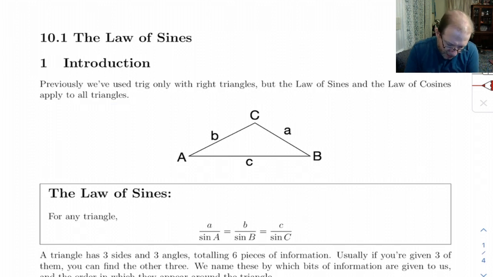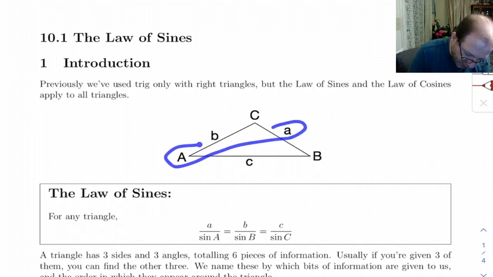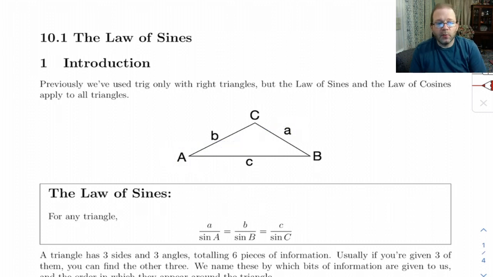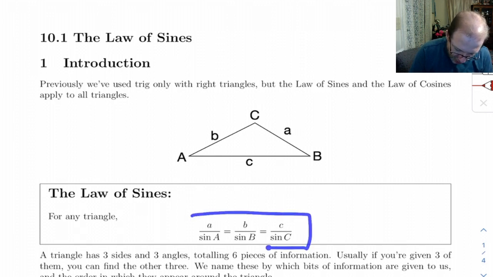So, just a reminder: whenever we draw a triangle, we label the three angles with capital A, B, and C, and we label the sides with lowercase a, b, and c. And for a given letter, the lowercase and uppercase are opposite each other. And so given that, what the law of sines says is that for any triangle, this holds right here.